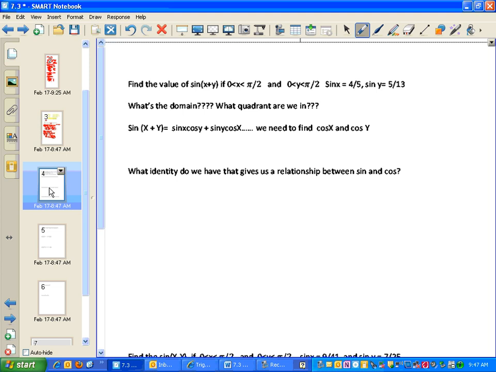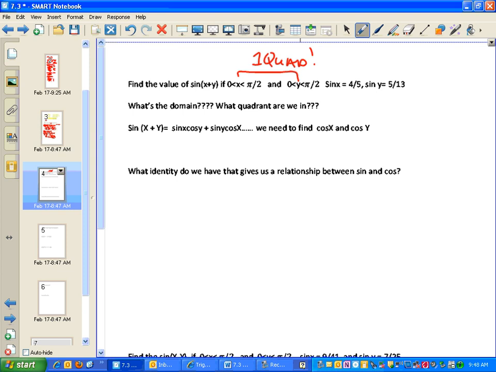So find the value of the sine of x plus y, given which quadrant am I in? First quadrant, so this is going to tell me my signs, as in positive or negativeness. The sine of x is 4/5, the sine of y is 5/13. So what's your domain? First quadrant, okay? So I want to know the sine x cosine y plus cosine x sine y. So this is the identity that we would use, correct? Knowing these two values, what values am I missing? My cosine values of x and y, correct?